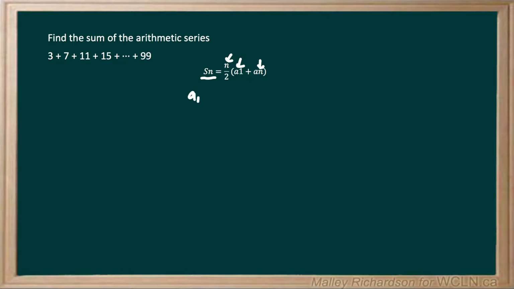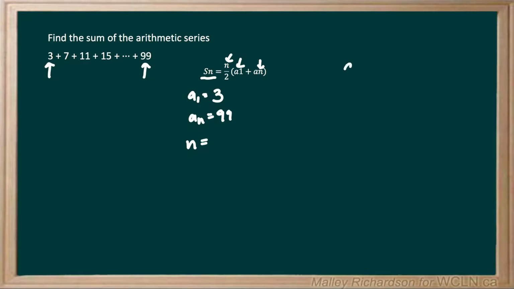Well, we know that a1 is going to be the first term in the series, which is 3. We know that a of n is going to be the last term in the series, so that's going to be 99. And then n is the total number of terms in the series. But as we can see from our series, we don't know what n is. So therefore, we're going to have to use our arithmetic sequence formula to solve for n.